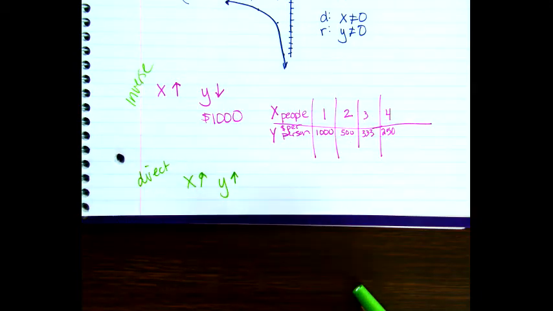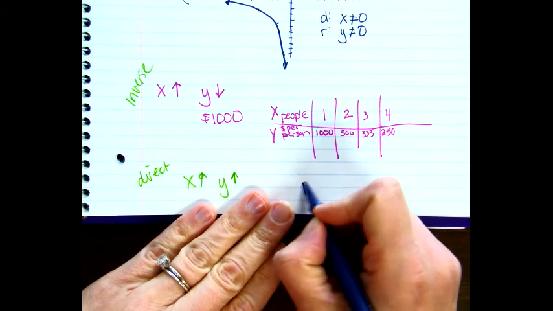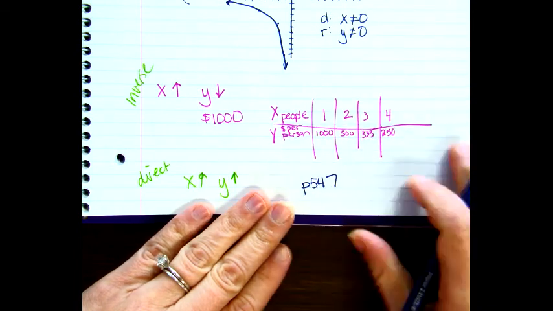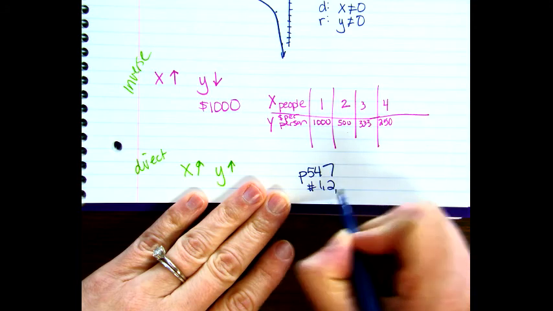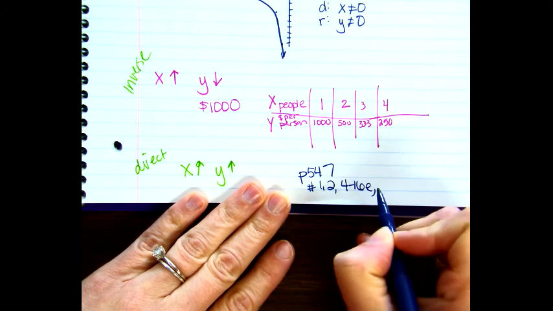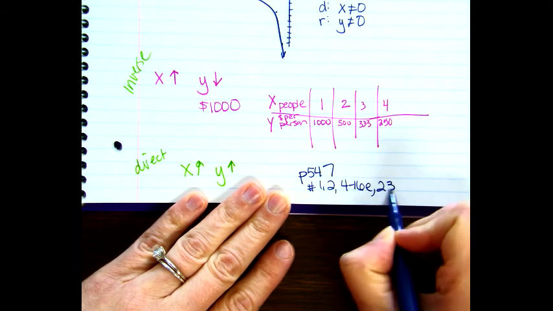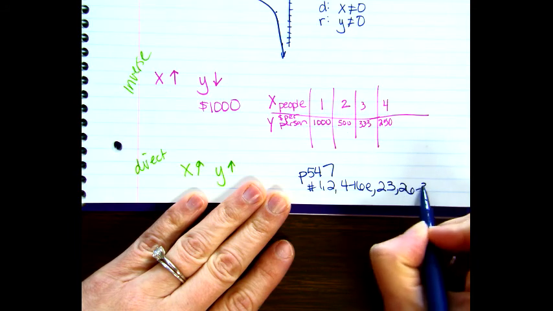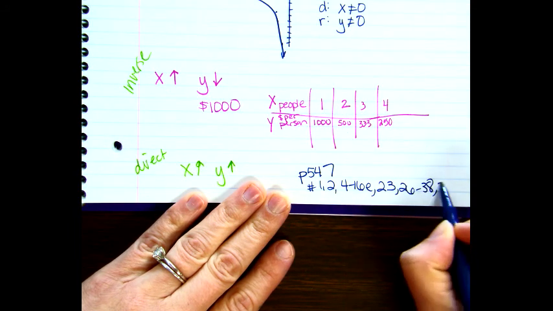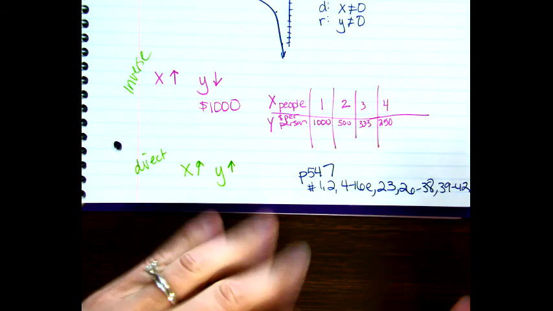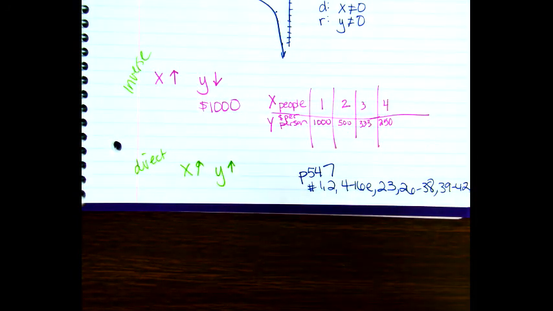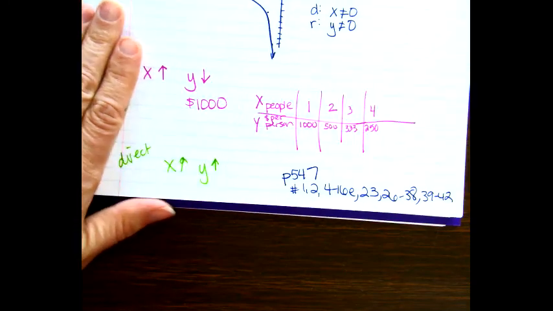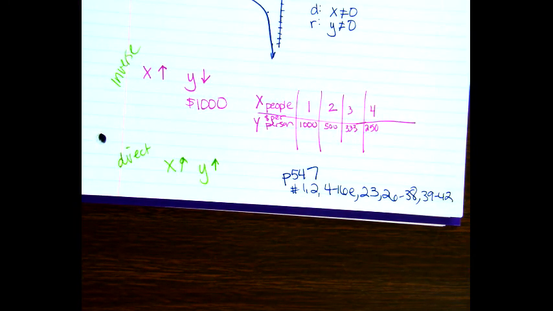So your homework for tonight is on page 547, and you will do numbers 1, 2, 4 through 16 even, 23, 26 through 38, and 39 to 42. It looks like a lot, but remember those first 2 problems were super quick. You just had to look at the ratios of the products to see. So there is your assignment, and good luck.